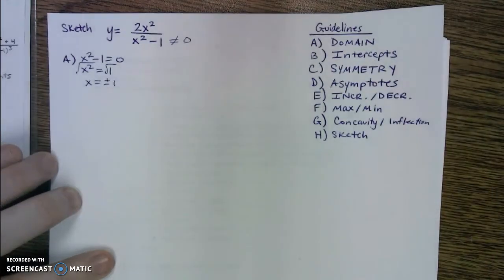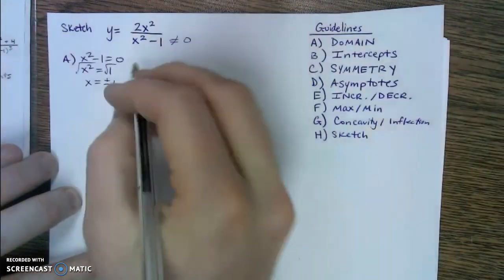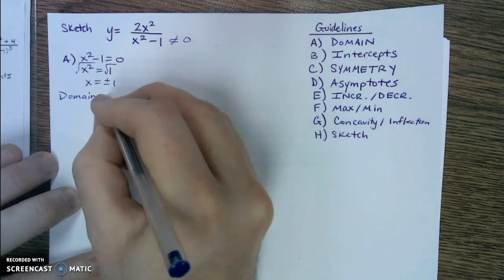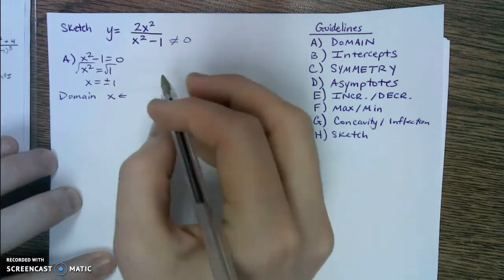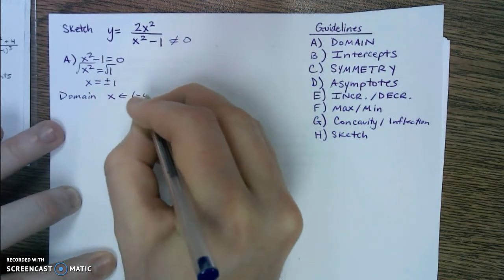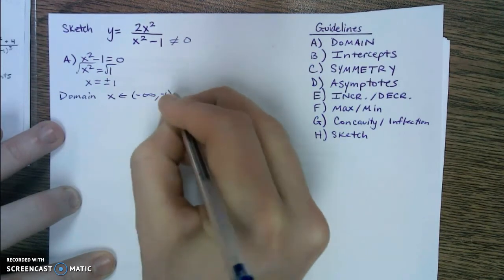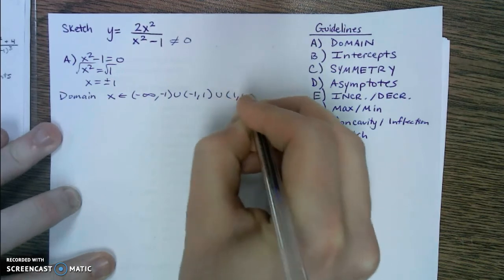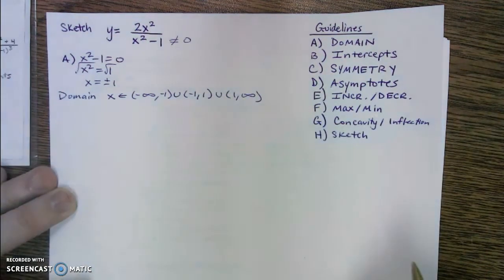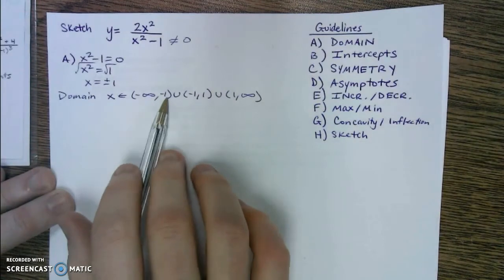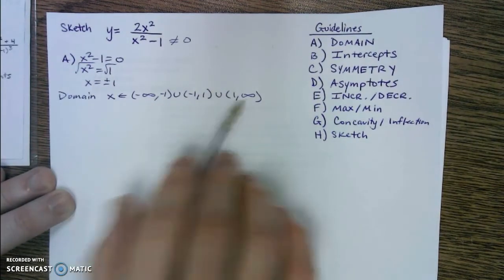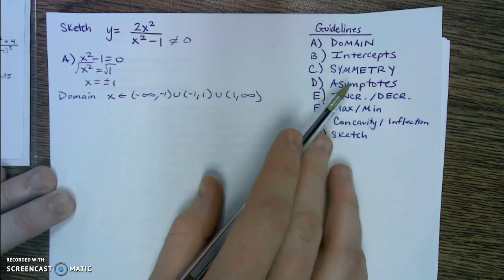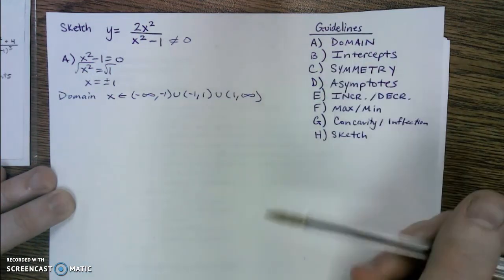So there are two x values that would make the function undefined, which means the domain of the function are x's in the interval negative infinity to negative 1, then negative 1 to 1, and then 1 to infinity. So that is going to create asymptotes in our function, which we'll get to on part D. Now let's look at B, finding intercepts.